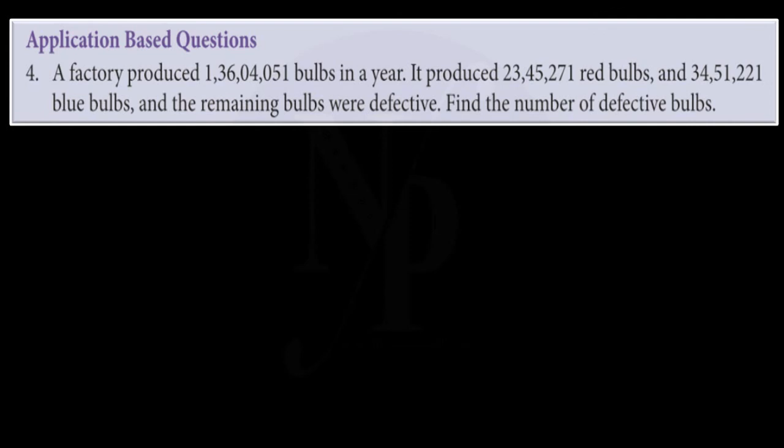Let us do that now. So first you should add the number of red bulbs and blue bulbs, and if you subtract this sum from the total number of bulbs produced, you will get the number of defective bulbs. So let us do that now. First let us add the number of red bulbs and blue bulbs.